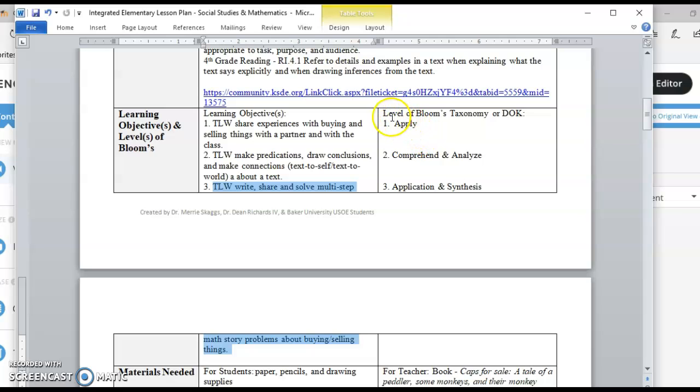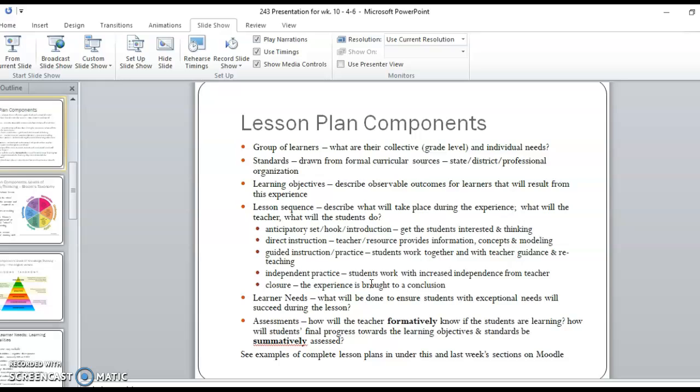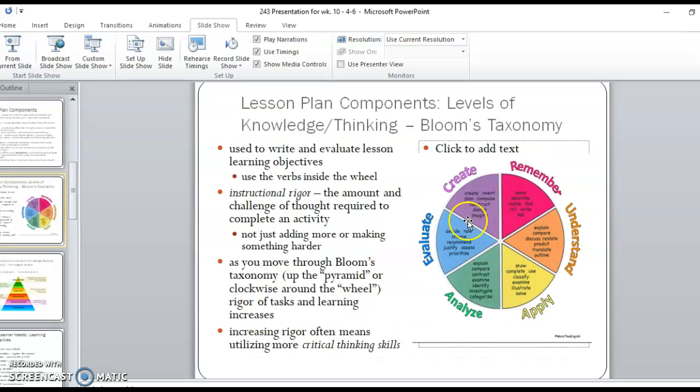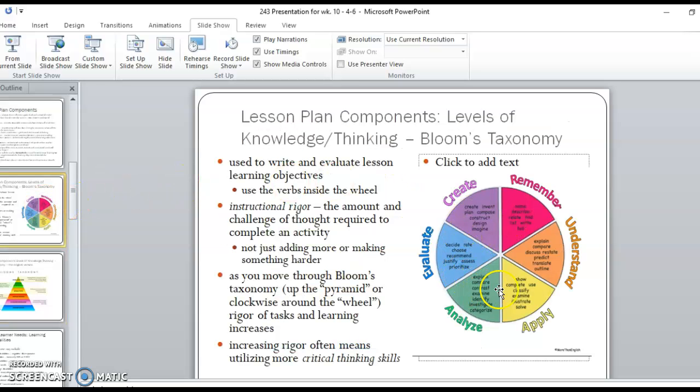If we look over here at our level of Bloom's taxonomy, this refers to Bloom's taxonomy in our presentation for this week. There's two versions of it. It can be in a circle or a pyramid. The traditional way is the pyramid, but you're seeing the circle more nowadays. What Bloom's taxonomy refers to is a taxonomy of thinking. This basically refers to the rigor that's involved, or the difficulty, or the amount of thought that goes into certain tasks and activities. If you look at these verbs here along the side or within the different sections of the wheel, these verbs are useful for writing your learning objectives, right?